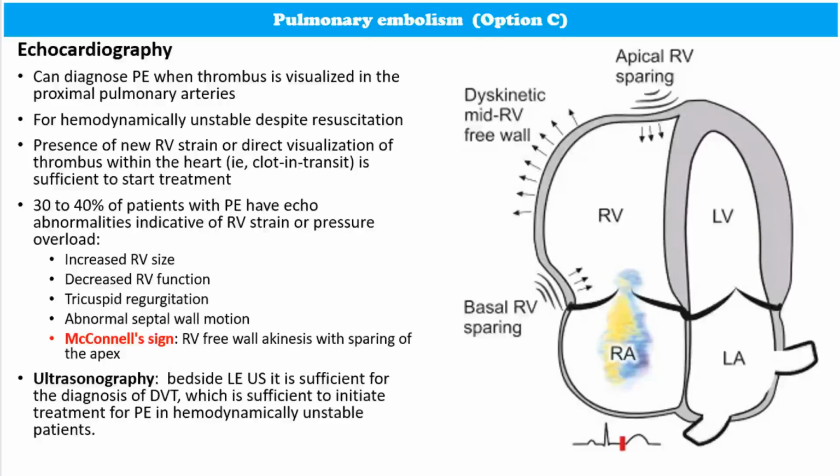Approximately 30 to 40% of patients with PE have echocardiographic abnormalities indicative of RV strain or pressure overload. Regional wall motion abnormalities that spare the right ventricular apex, which is called McConnell's sign, are insensitive, with sensitivity of only 77% for the diagnosis of PE, but, in those who demonstrate this sign, it may be used to distinguish patients with RV strain from acute PE from those with pulmonary hypertension, who tend to have global RV dysfunction. In general, RV strain is insensitive and nonspecific.